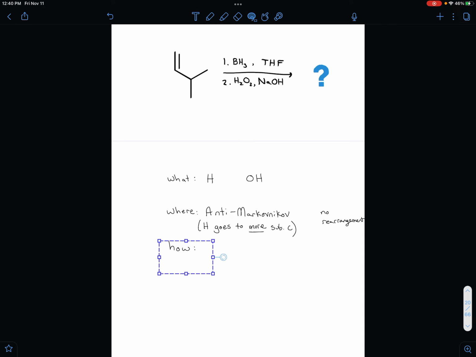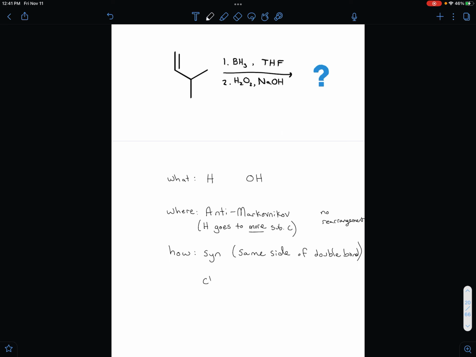And then the other thing that you'll want to know is that this adds syn. Syn means that the two things you're adding, in this case the H and the OH, are going to add on the same side of the double bond. So syn, same side of double bond, the H and the OH. Now that'll only matter if you have a branch on both of those. So you'll want to make sure that the branch switches. And we'll see an example of that in the next example.